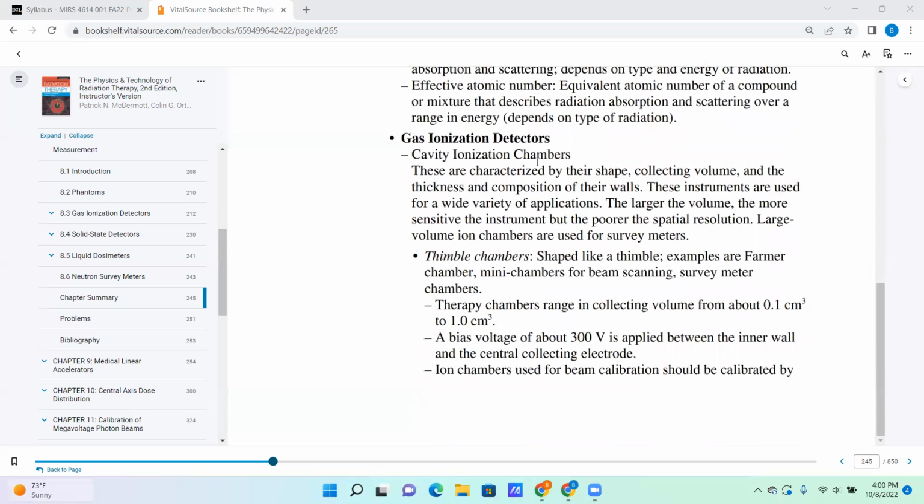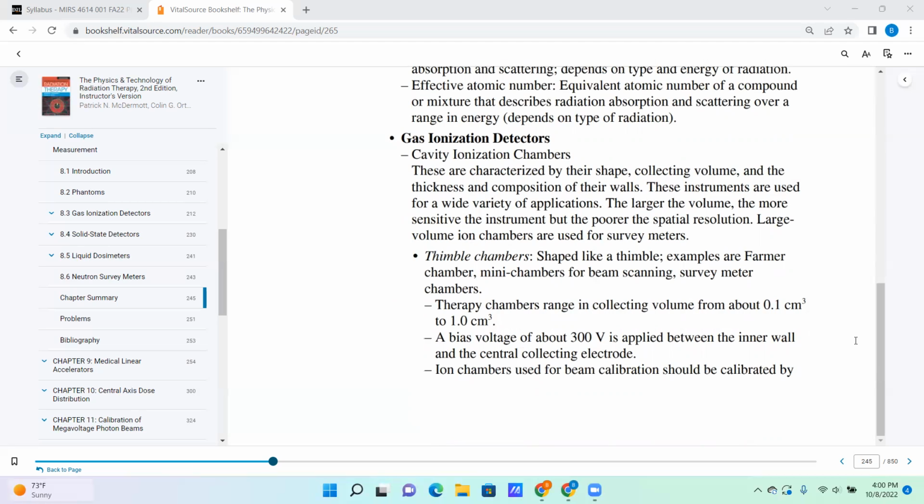You've got gas ionization detectors or cavity ionization chambers. These are characterized by their shape, collecting volume, and the thickness and composition of their walls. These instruments are used for a wide variety of applications. The larger the volume, the more sensitive the instrument, but the poorer the spatial resolution. Large volume ionization chambers are used for survey meters.